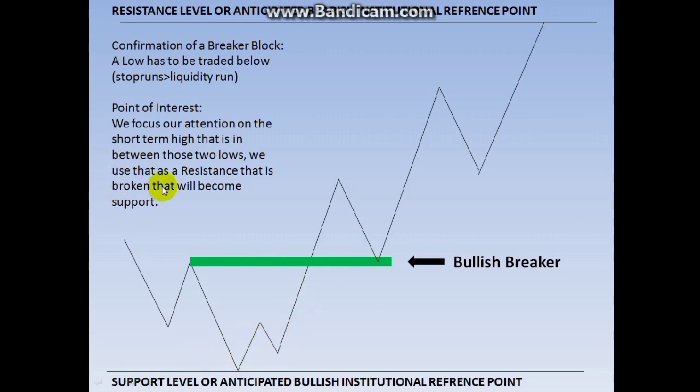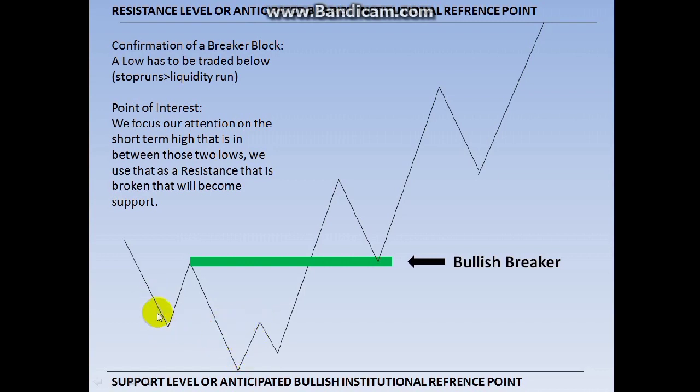So now, confirmation of a breaker block. How do you confirm that this is a breaker block? The first thing is that a low has to be traded below in form of stop runs or liquidity run. So for us to know that a breaker block is forming, or a potential breaker block could form at a particular level, there has to be a run on sell stops, in terms of a bullish breaker.